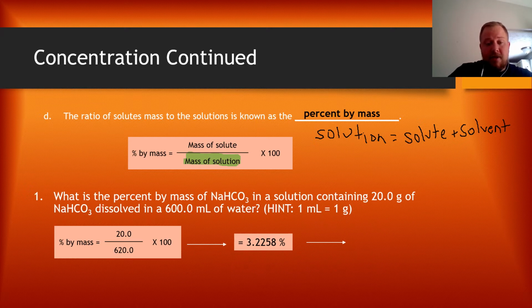So 20 divided by 620, multiplied by 100, and I got 3.2258%. Now, if I'm going through and doing significant figures, you can see that in the problem, 20.0 has 3 significant figures and 600.0 has 4. So my final answer should have 3 significant figures.